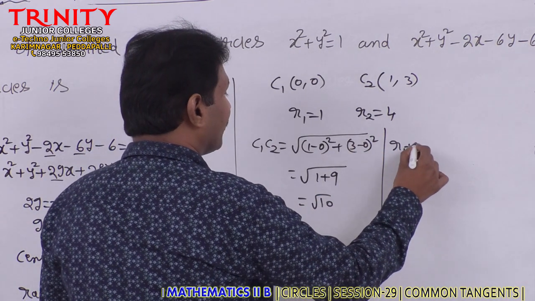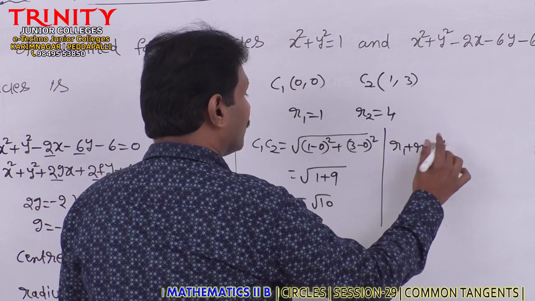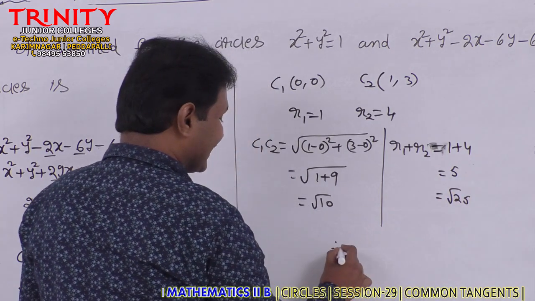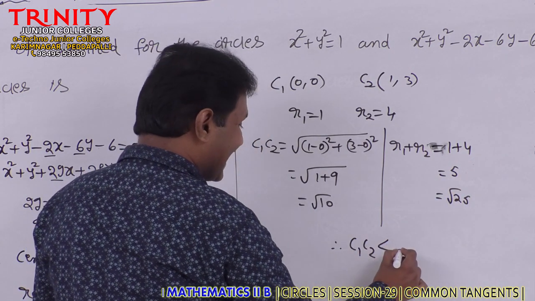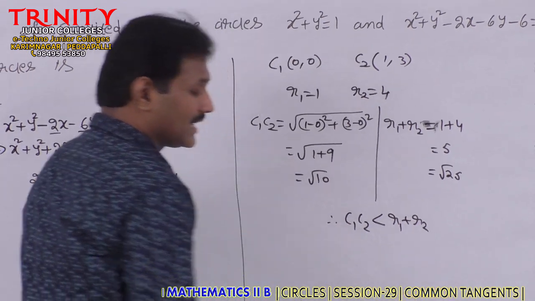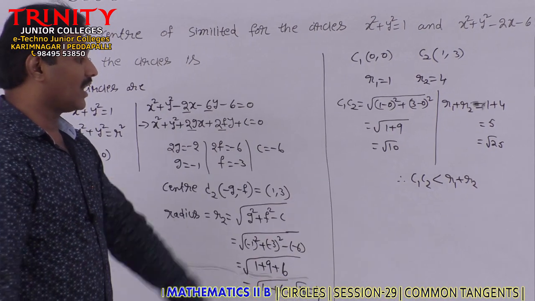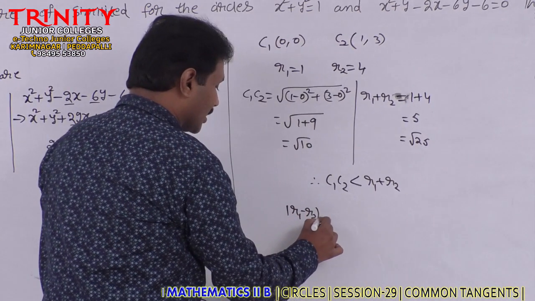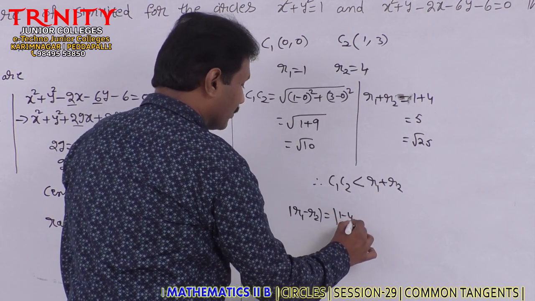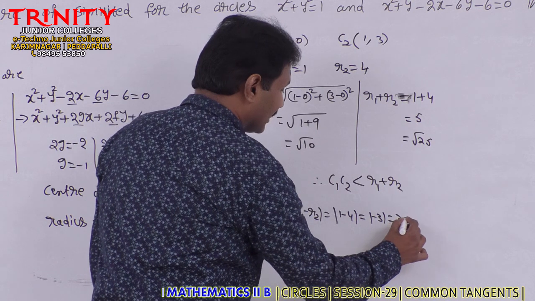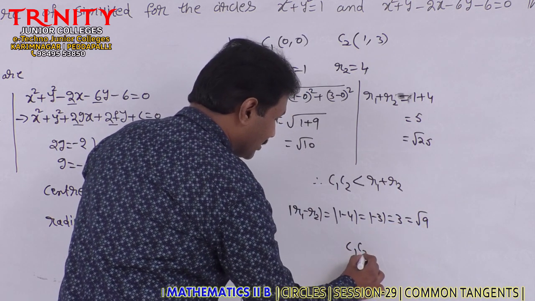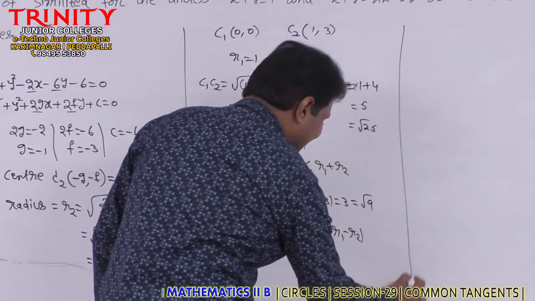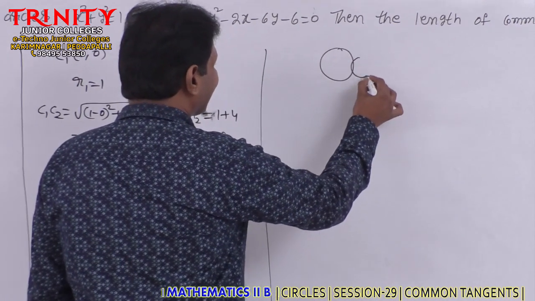The sum of the radii r1 + r2 = 1 + 4 = 5, that is root 25. Here C1C2 is less than r1 + r2. And also the modulus of r1 - r2, the modulus of 1 - 4, equals 3, that is root 9. C1C2 is greater than |r1 - r2|. The circles intersect each other.